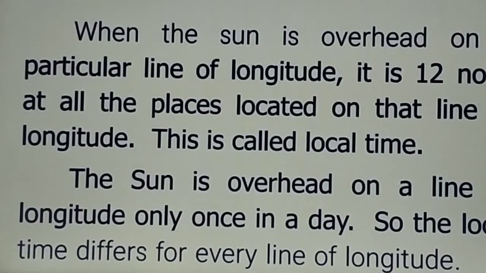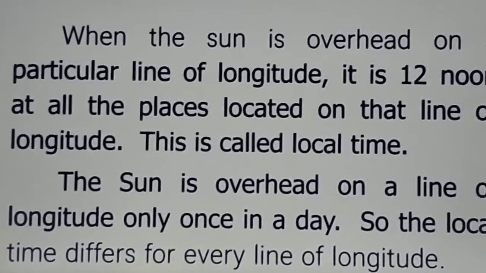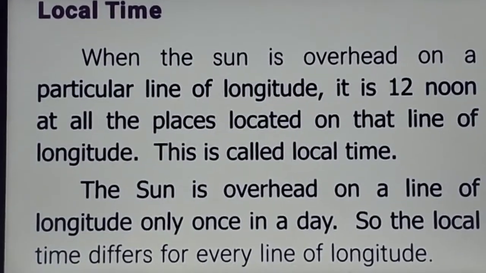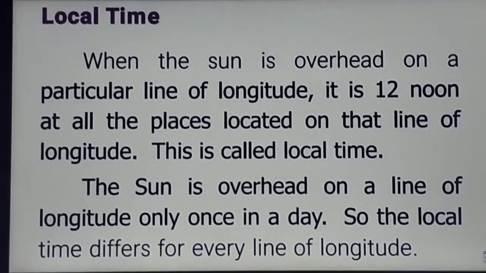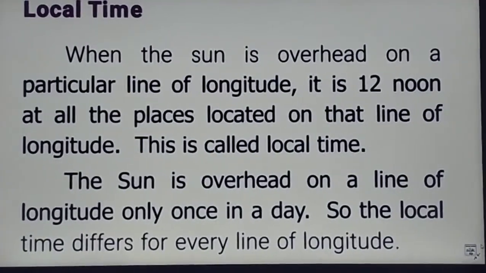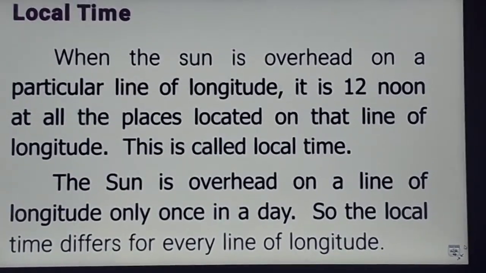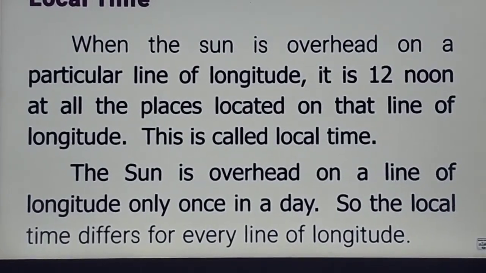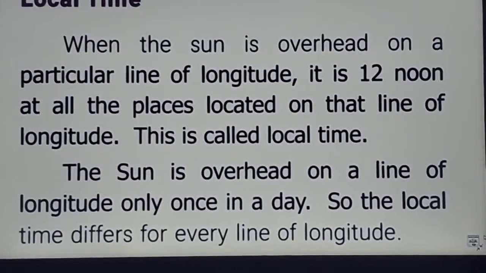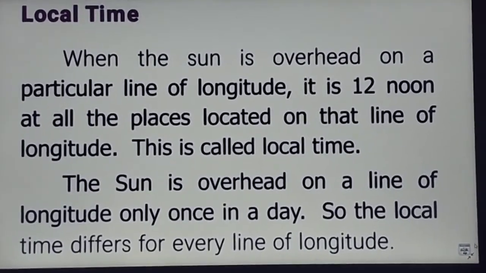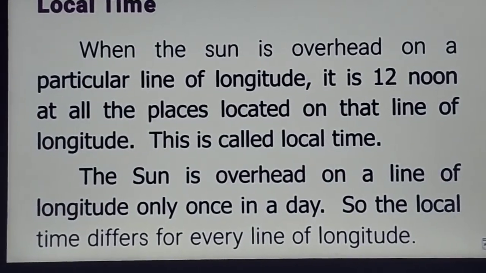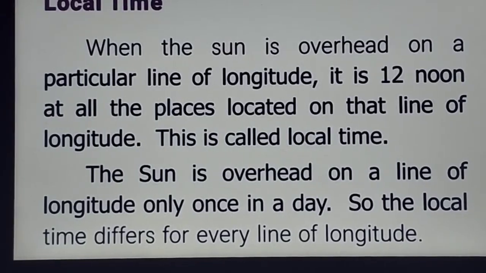Local time. When the sun is overhead on a particular line of longitude, it is 12 noon at the places located on that line of longitude. This is called local time. The sun is overhead on a line of longitude only once in a day. So the local time differs for every line of longitude.